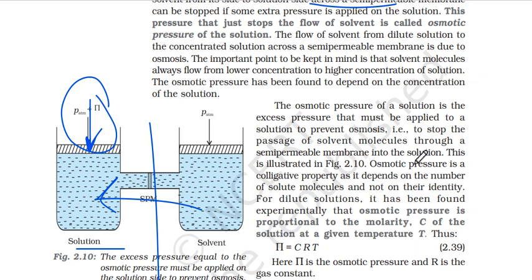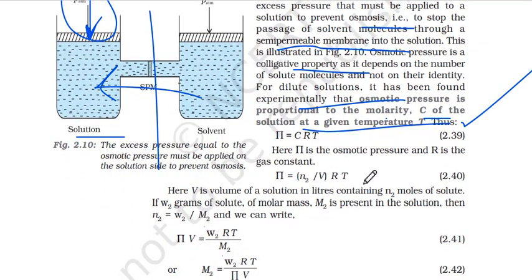Osmotic pressure is a colligative property. For dilute solutions, it has been found experimentally that osmotic pressure is proportional to the molarity, C, of the solution at a given temperature. So those depended on molality, this will depend on molarity. Basically, here you see, the pressure that must be applied to a solution to prevent osmosis, that is to stop the passage of solvent molecules through a semi-permeable membrane into the solution, is known as osmotic pressure, fine? So pi is equal to CRT, pi is the osmotic pressure, fine.